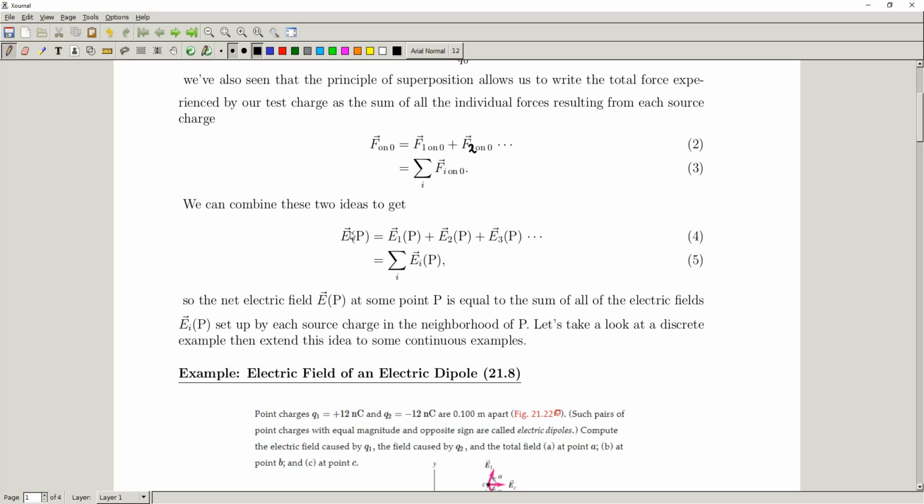So we can think of this as our net electric field, but in the end, really this is just the electric field at that point, and it comes from the sum of all these individual contributions.